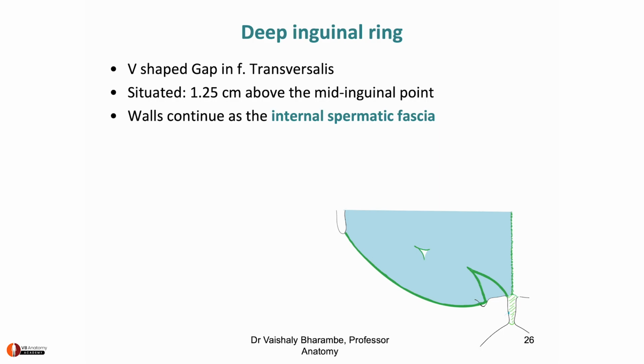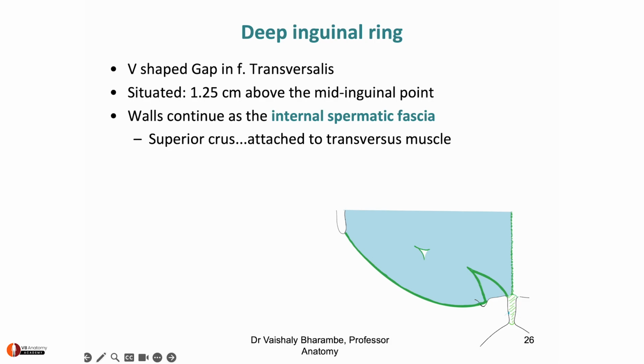Who continues as external spermatic fascia? External oblique. Who continues as internal spermatic fascia? Fascia transversalis. The superior crus is attached to the transversus muscle. You can see it here. The inferior crus is anteriorly covered by the internal oblique. I'll tell you why we are discussing this.